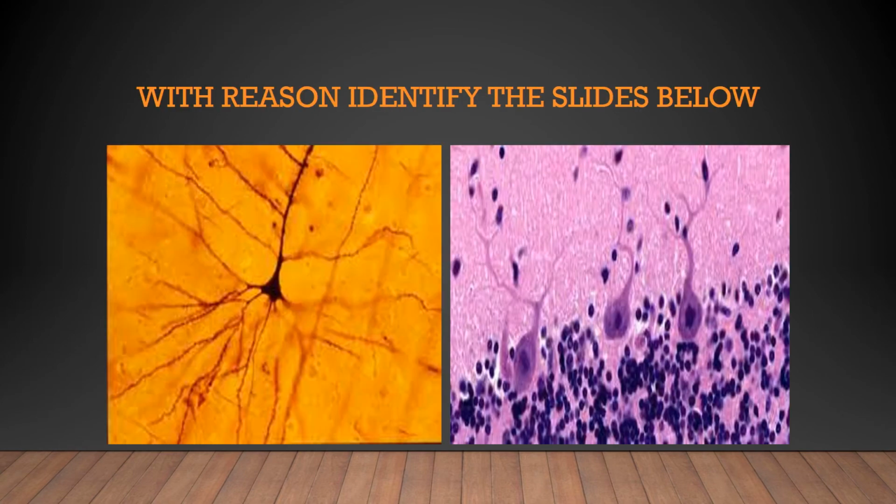The slide on the right is that of the pyramidal neuron. It contains a pyramidal-shaped cell body and a prominent apical dendrite, and it's found in the cerebral cortex. The slide on the left is that of the Purkinje neuron. It contains a flask-shaped cell body. Dendritic arborization is also one of the identifying factors, but it's not very prominent in this slide, and it's found in the cerebellar cortex.